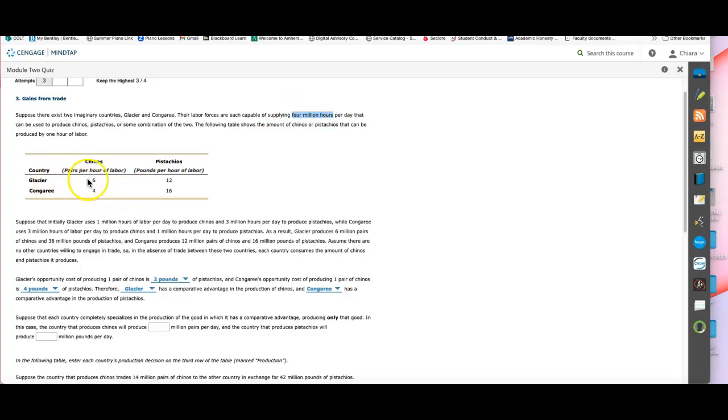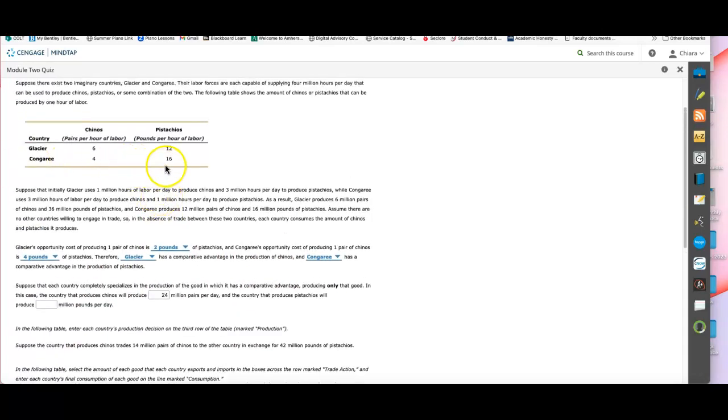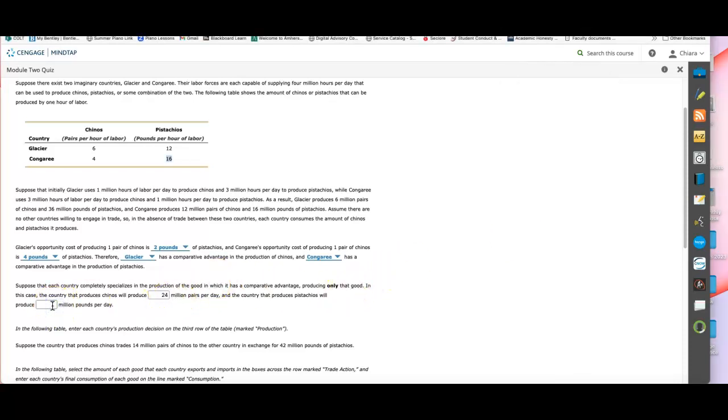So since Glacier has the comparative advantage in chinos, they're going to produce only chinos. 6 times 4 is 24 million pairs of chinos a day. Now the country that produces pistachios, how many pounds a day? So Congaree can produce 16 million pounds of pistachios per hour. So 16 times 4. We can use a calculator to be accurate. Times 4 equals 64. So we can write 64 here.